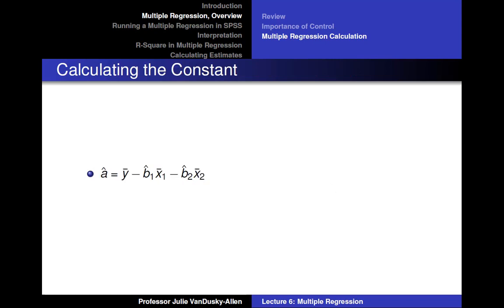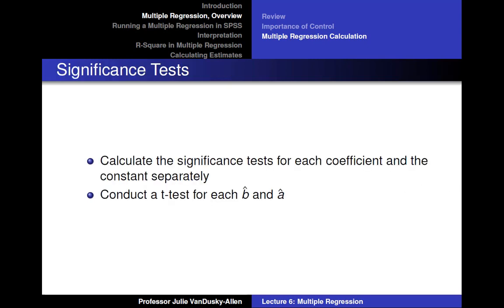You also calculate the a hat separately. This calculation is similar to the calculation for a hat in the bivariate regression. And you calculate the significance test for each b hat and a hat separately. The significance tests in multiple regression are the same as in bivariate regression, where you conduct a t-test for each b hat and a hat to determine if they are different from 0.